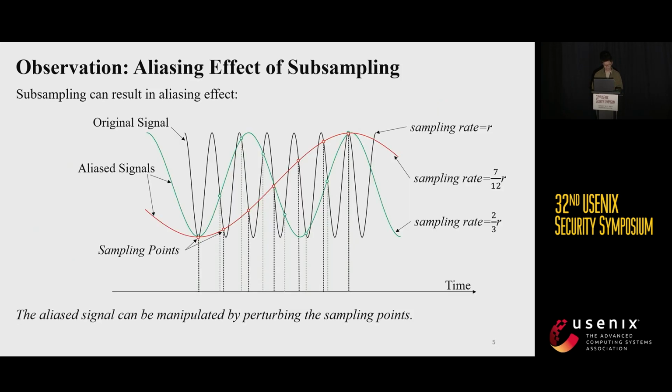The second observation is that subsampling can result in the aliasing effect. The aliasing effect is that when you subsample the original signal with an insufficient sampling rate, you can't get the original signal back; instead you get an aliased one. And the aliased signal can be totally different from the original signal. One interesting fact is that the aliased signal can be manipulated by perturbing the sampling points.